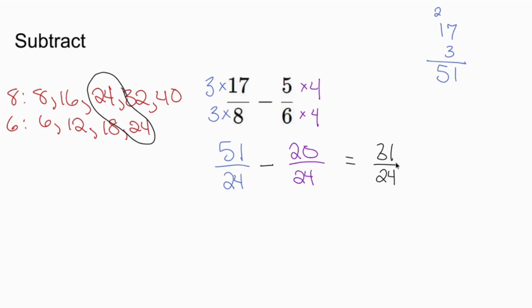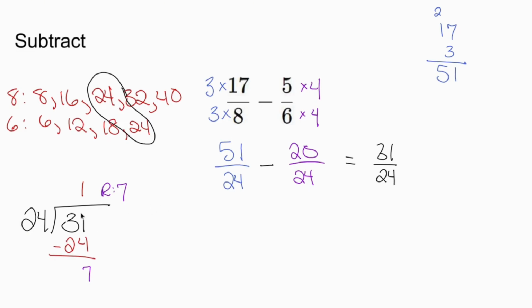Now this is an improper fraction. I want a mixed number, so I'm going to see how many times 24 goes into 31. Well, 24 goes into 31 one time. 1 times 24 is 24. Subtract. And 31 minus 24 is 7. So with no numbers to drop down, my remainder is 7.